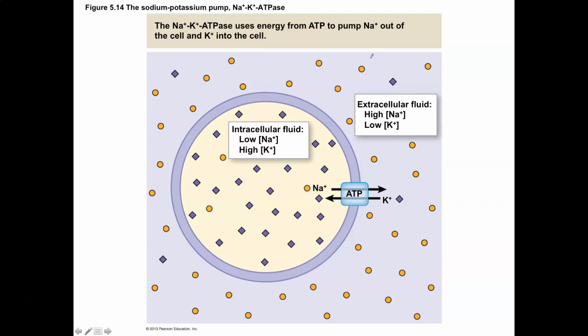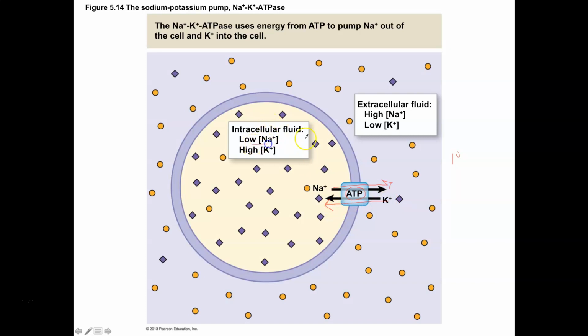The other great example is the sodium-potassium pump. Here we have a carrier protein that is using ATP directly. So this is a primary active transporter. It's pumping sodium out of the cell, and it's pumping potassium into the cell. And that's going against the concentration gradients.